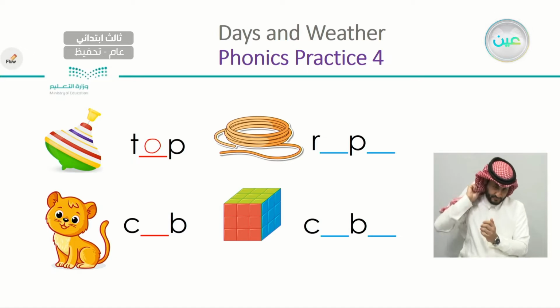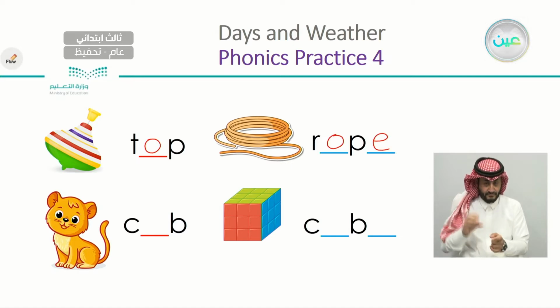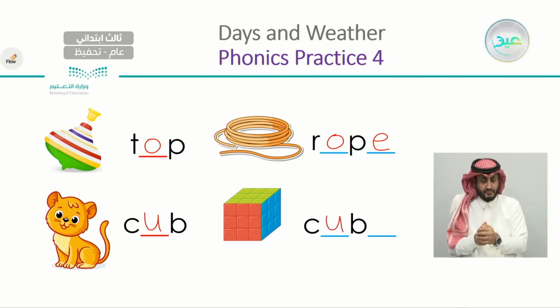And this one is rope. So is it O or O and E? O and E. Excellent. Rope. This one is a cub. Short or long? Short U. Excellent. This one is a cube. What do we write? U and E.